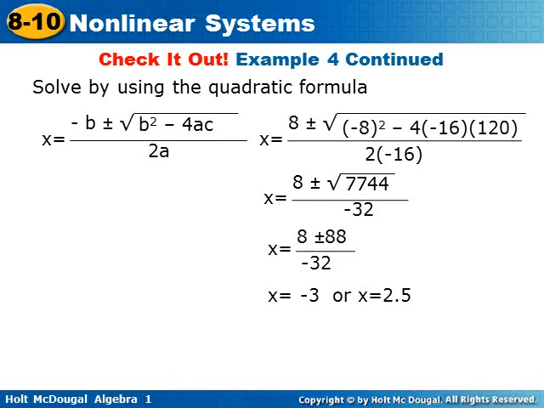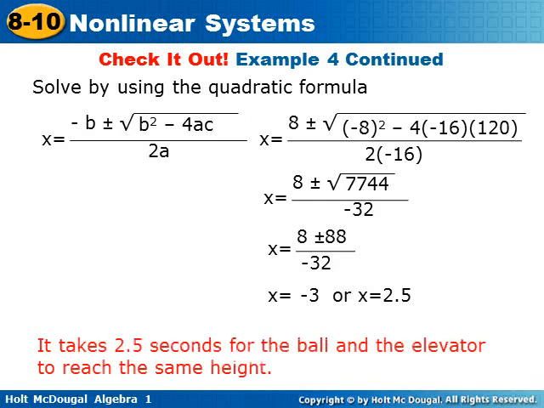We have two different equations to solve: 8 plus 88 divided by negative 32 and 8 minus 88 divided by negative 32. So we get x equals negative 3 or x equals 2.5. We can disregard the negative 3 answer. It doesn't make sense in real life. So we know that it's going to take 2.5 seconds for the ball and the elevator to reach the same height.